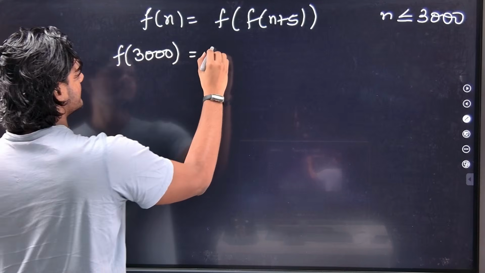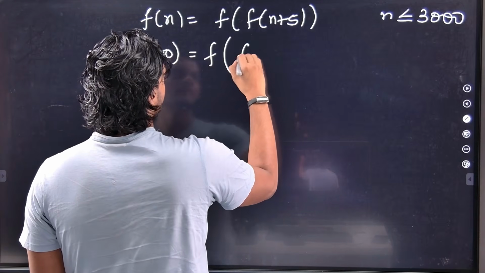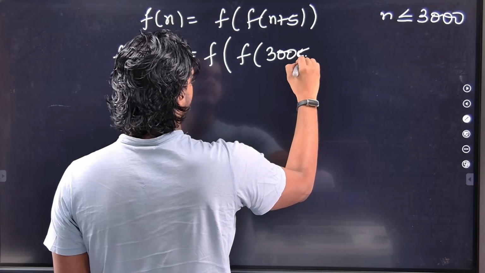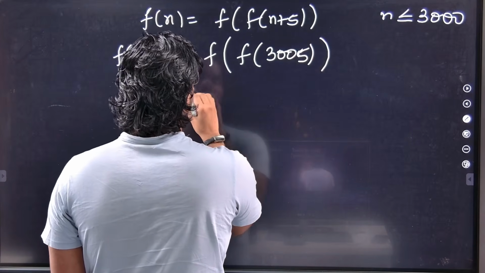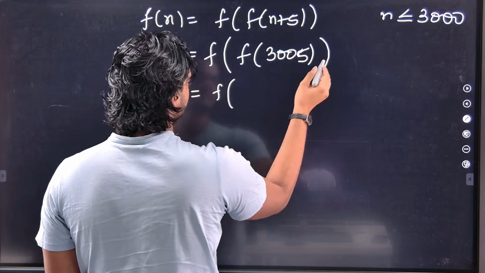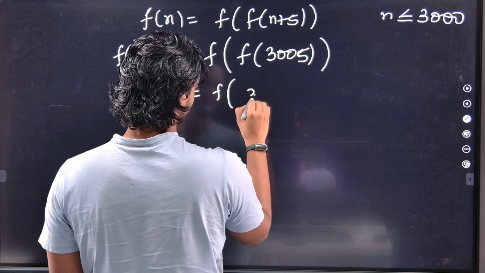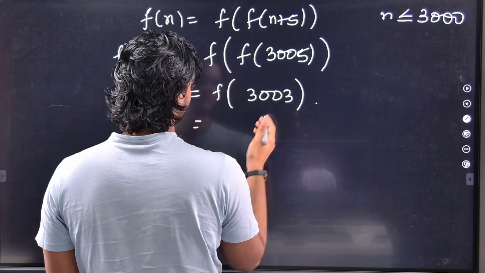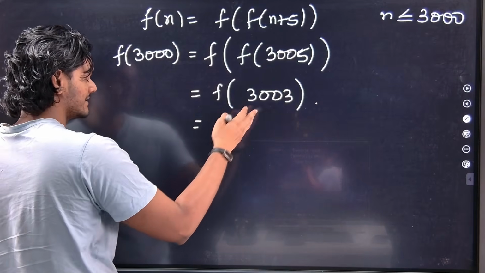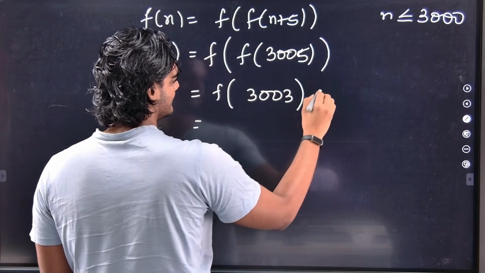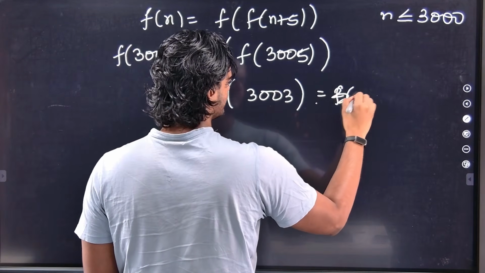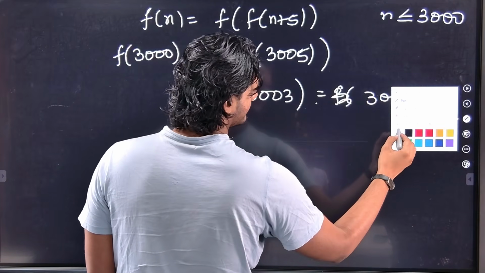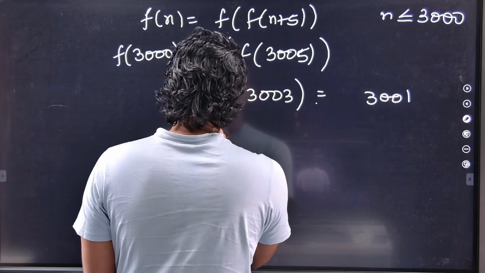If it is 3000, this is f of 3005. And what was f of 3005? That was 3300. And what was f of 3300? That was simply 3001. All right. Okay.